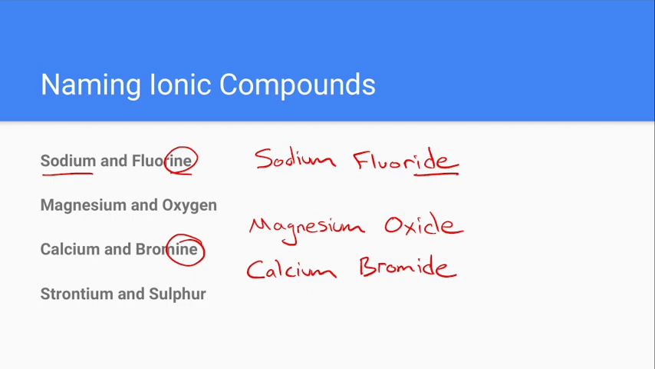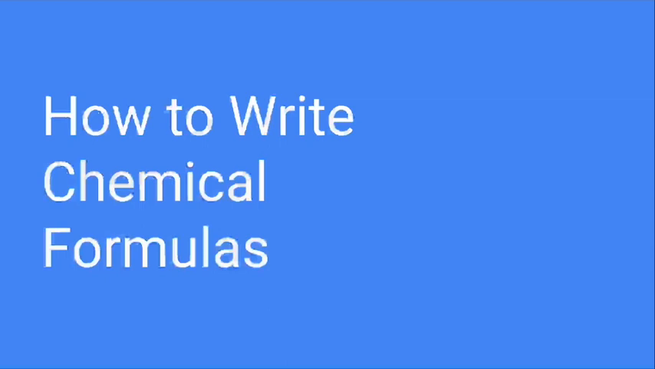And finally, strontium and sulfur. Strontium is a metal. It's in the second group of the periodic table. So strontium. It's a metal. It's going to be our positive ion. Sulfur is a non-metal. It's going to be our negative ion. And we're going to have to change the end of this, and we're going to have to add ide. So strontium sulfide. So you can see all of these names all end in IDE.